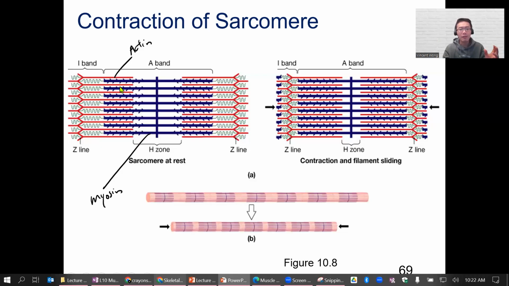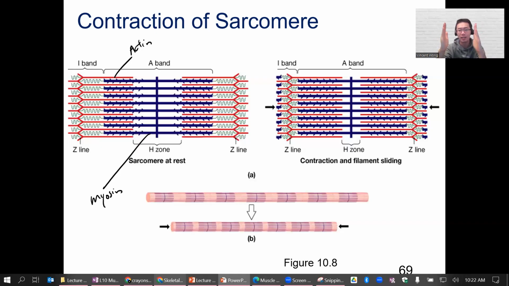Okay, so every time the myosin grabs and pulls, and when they let go, the sarcomere will slowly go back to normal length. That's why it's a continuous action. As long as the calcium is available, the myosin will grab and pull and let go, and then they have to keep on pulling, okay? Because the sarcomere gets shortened, but as soon as the myosin lets go, it starts to lengthen again.